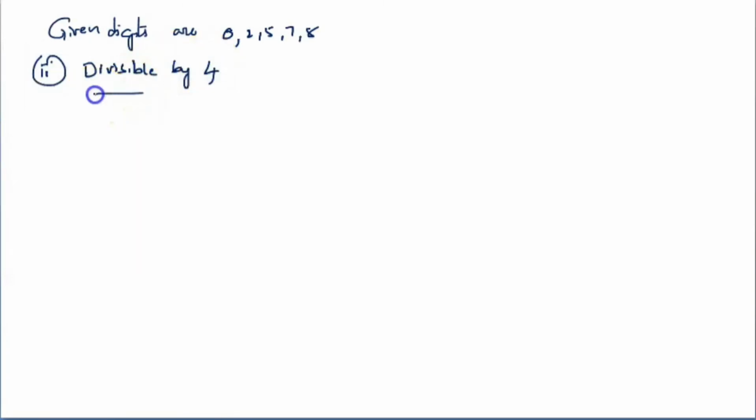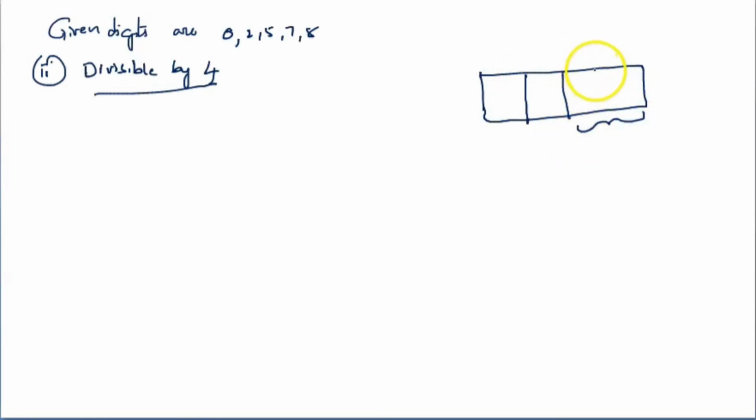So given digits are 0, 2, 5, 7, 8. How many of them are divisible by 4? The second problem is divisibility by 4. So I do my work here. Look here, there is the first place and the second place. The third and fourth places must be filled such that it is a multiple of 4. So 0, 0 may be there so that it is divisible by 4. 100 is divisible by 4.